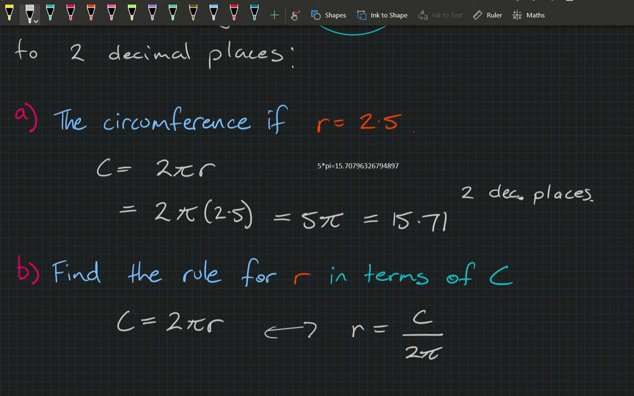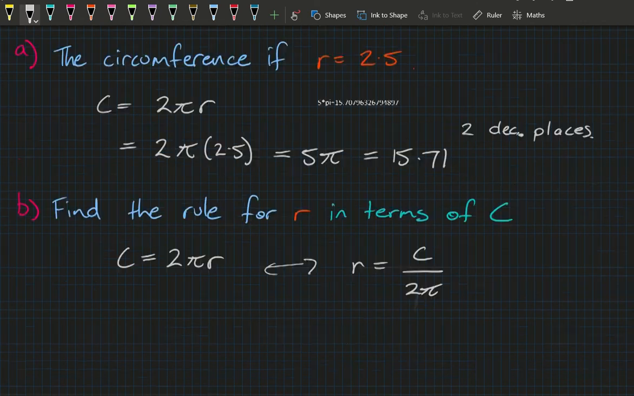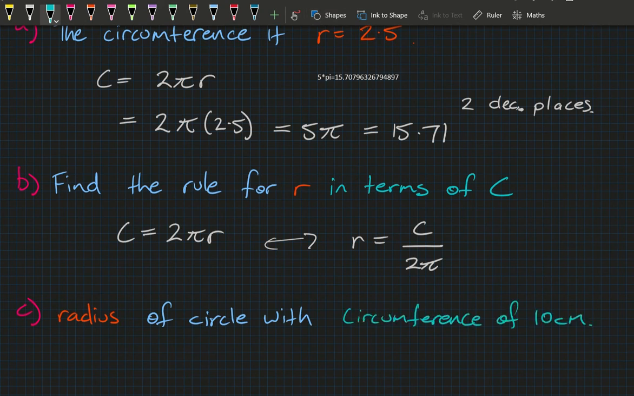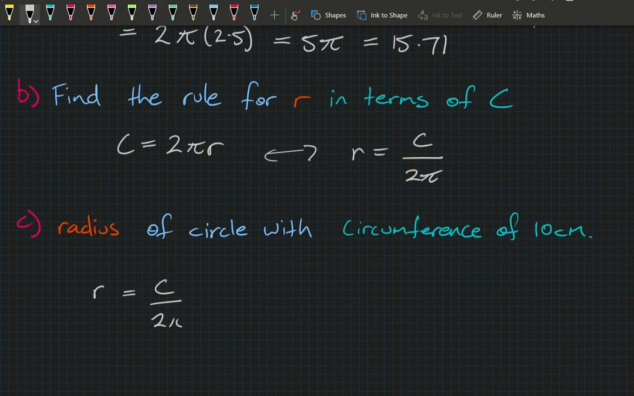All right, let's just move straight on to part C, where we have to figure out what would the radius be of a circle that has a circumference of 10 centimeters. So clearly part B has made that easy for us. We know that the radius is going to equal c divided by 2 pi. So let's start off writing that out. And subbing in 10 for our circumference, we now have 10 over 2 pi. And cancelling out the 2, we have 5 divided by pi.